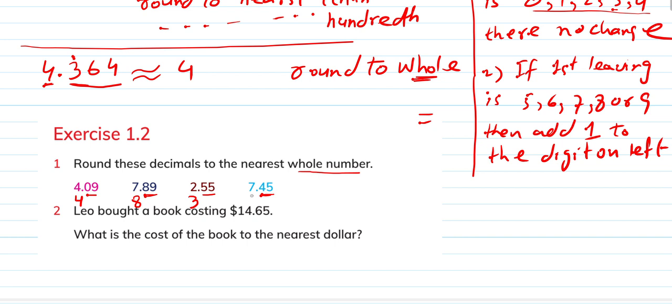Now, what about this one? You have to leave this part. So the first leaving is 4 and 4 will have no effect. Mean it will be as it is. Okay? Understood? Very good.